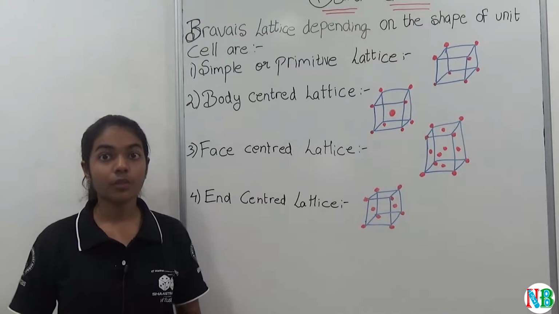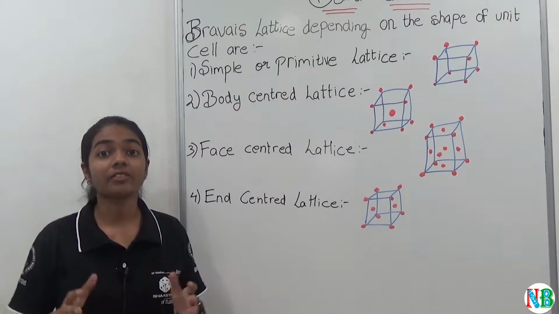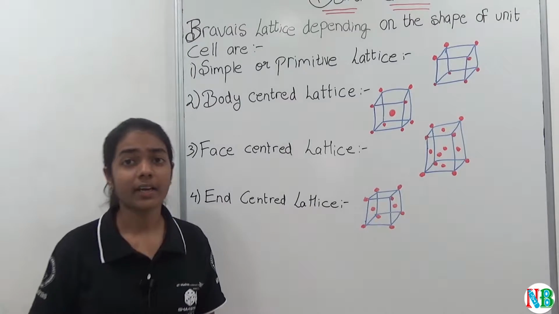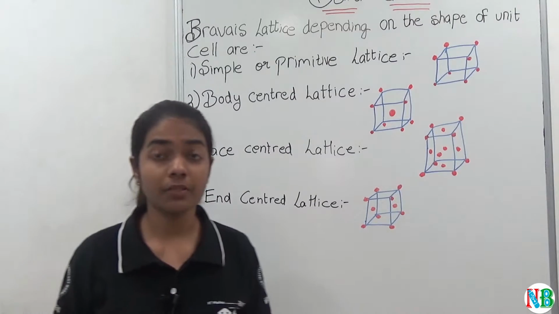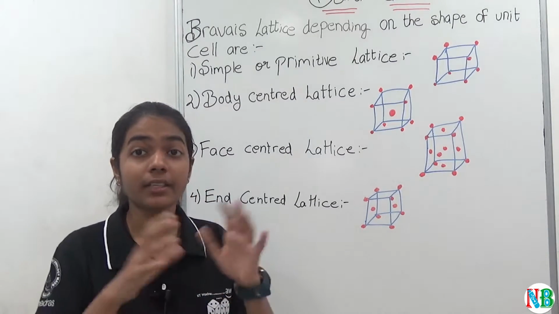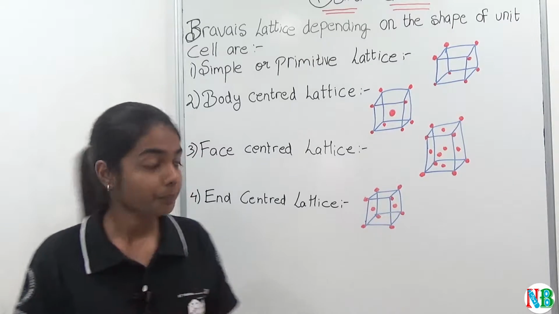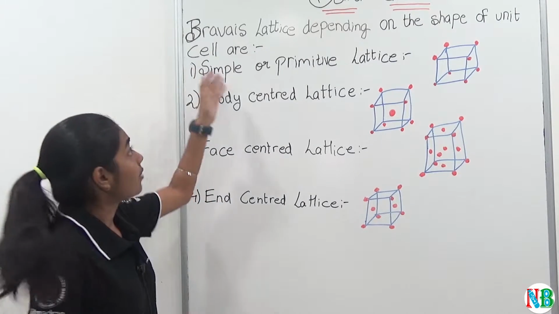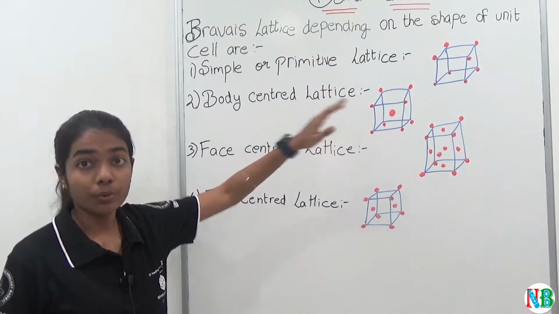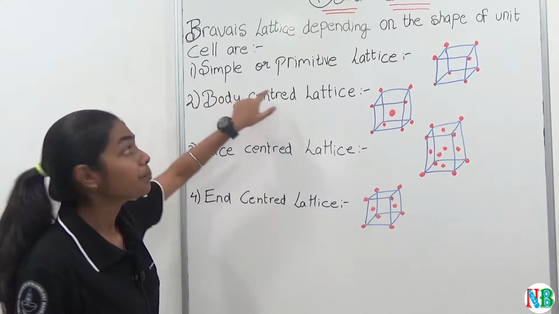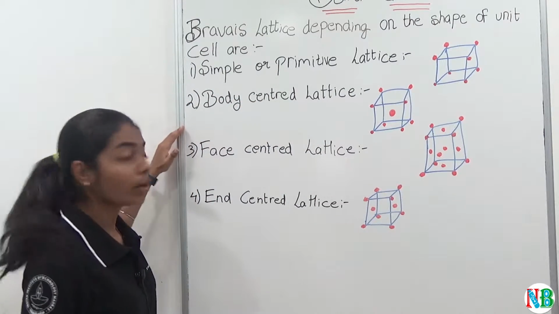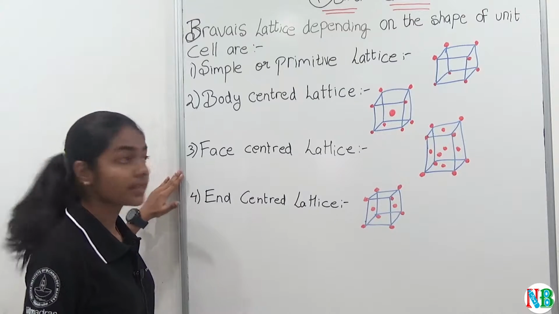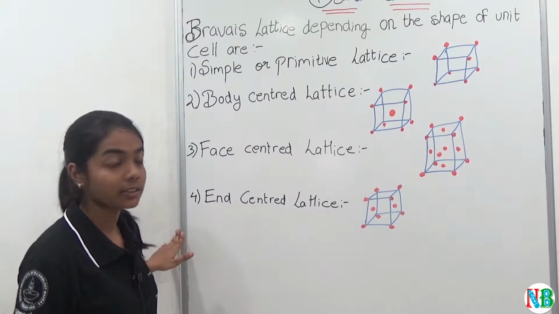Today we will start with the new topic of solid state, that is Bravais lattices. Bravais showed that there can be only 14 possible ways to arrange the points in a 3D space which are similar. So the Bravais lattice, depending on the shape of unit cell, are simple or primitive lattice, body centered lattice, face centered lattice, and end centered lattice.